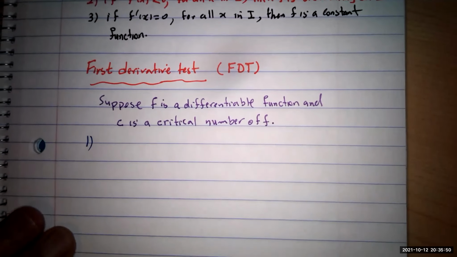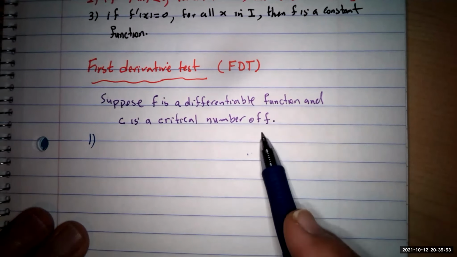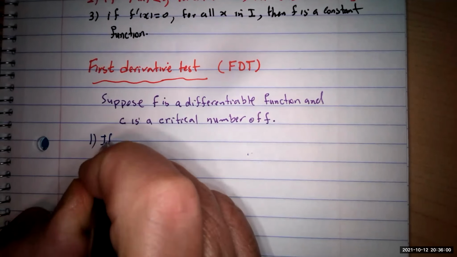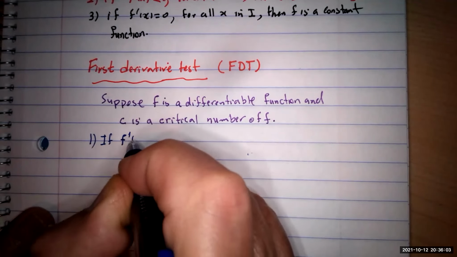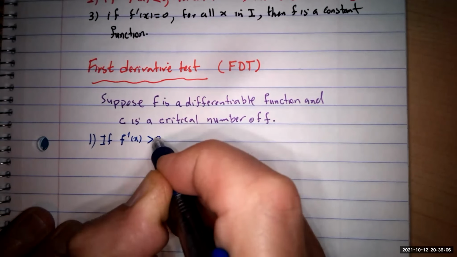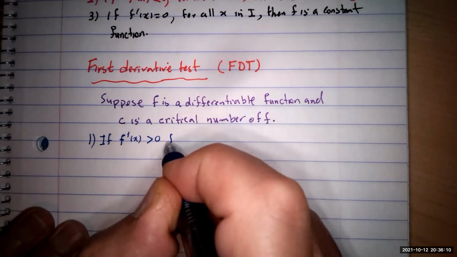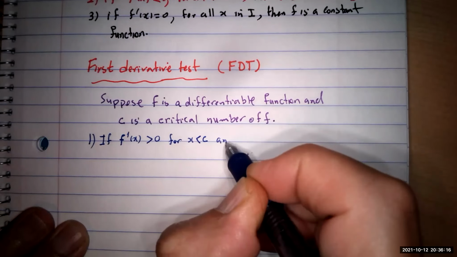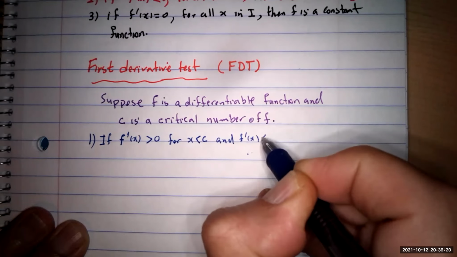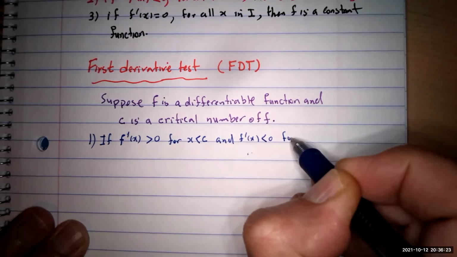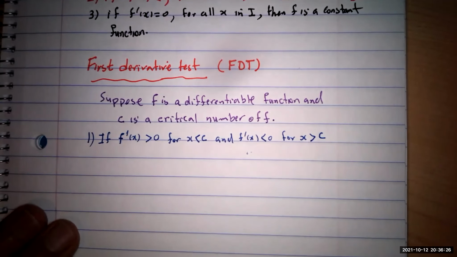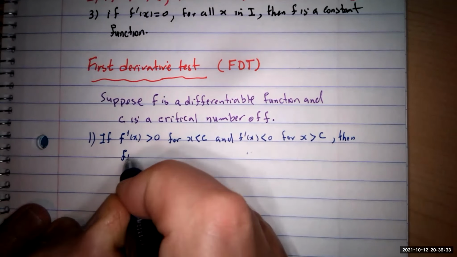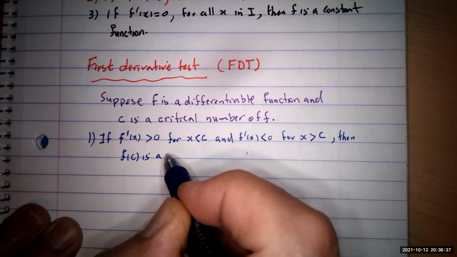I want to describe maximum. Remember, it should go up first, then down. So that's the situation I'm going to have. If f is increasing, if f prime of x is positive before c, for x less than c, and f prime of x is negative after c, so it's up, down, then f of c is a relative maximum.